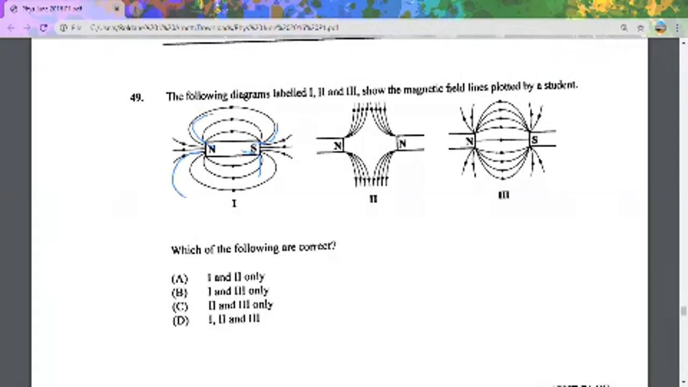So let's look at 2. 2 seems good too because we know that like poles repel, and this is what we would expect from the field lines. They would diverge. Opposite poles, however, we should expect to attract. So the North Pole field lines would be going out towards the South Pole field lines, which would be coming in. So our answer would have to be all of them. Well done, students who did this.